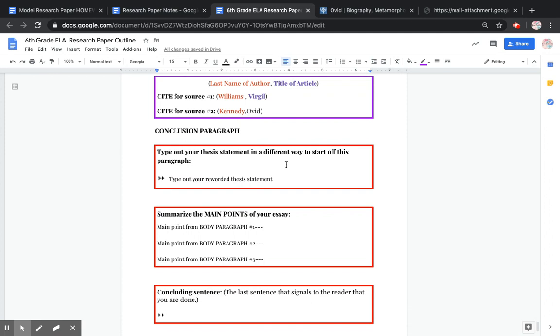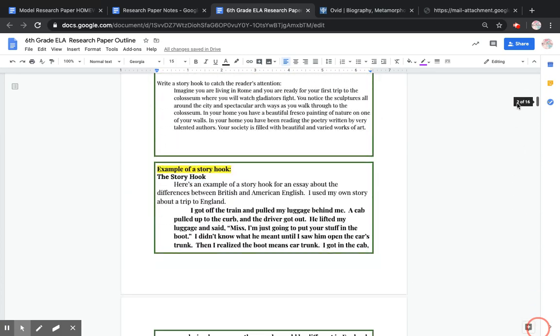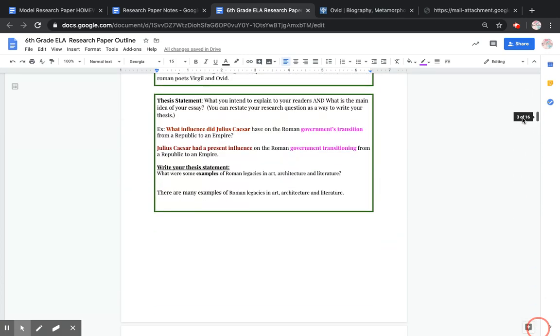So now I have my conclusion paragraph. This is the last, final paragraph of our research paper. So we're going to go over our conclusion paragraph. We're going to be typing out our thesis in a different way to start off this paragraph. So we may need to go back up to the beginning, and that's going to be in our green boxes. We're going to look at our thesis statement.